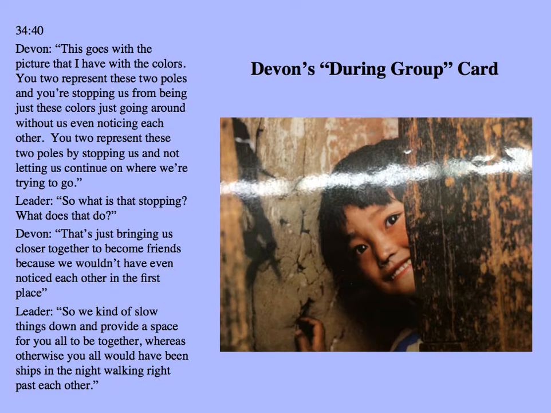I love that image, thinking of kids passing each other in the hallways in middle school. The leader says, so we kind of slow things down and provide a space for you all to be together, whereas otherwise you all would have been ships in the night walking right past each other. So again, we could have looked at this drawing and interpreted it ourselves as somebody who's shy, hiding behind these poles, but Devin brings a completely different meaning to it.